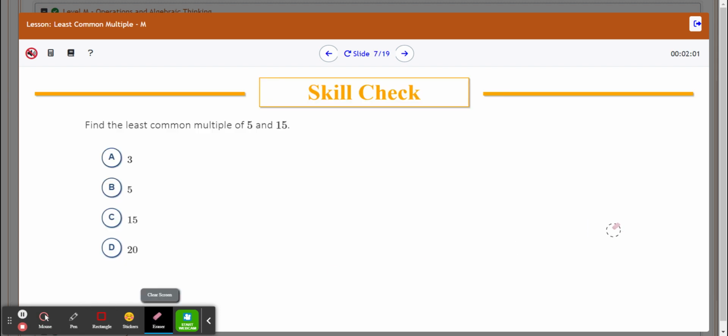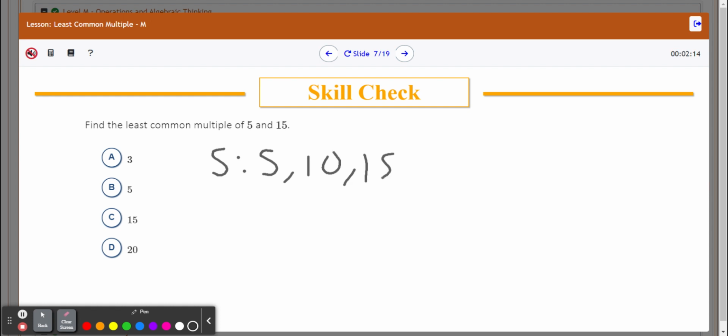Now, let's look at this problem because sometimes it can look a little bit tricky. What's the least common multiple of 5 and 15? Well, I'm going to start with 5. So 5, 10, 15, 20, 25, and so on. Now let's look at 15. Well, the first multiple of 15 is, guess what?